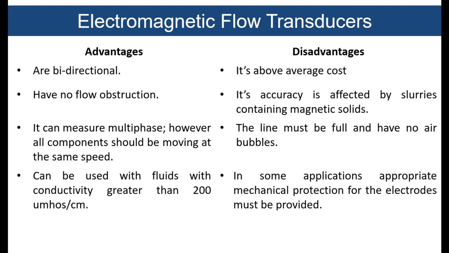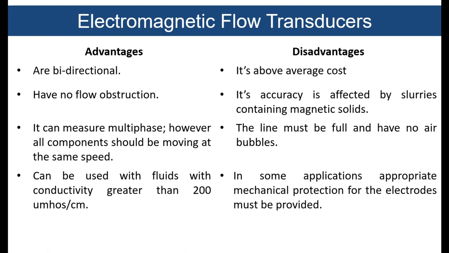The advantages of these electromagnetic flow transducers are that they can be used for the detection of bidirectional flow. They do not have any kind of flow obstruction in them. They can measure multi-phase flow; however, all the components should be moving at the same speed. They can be used with fluids with conductivity greater than 200 micromhos per centimeter.